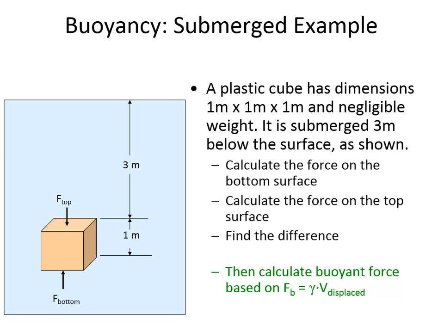So if we look at the top area, it is 1 square meter. Depth to top. Force on the top is pressure times area. So 3 meters times 9810 newtons per meter cubed gives us the pressure at the top, and the area is 1 square meter. So the force is 29,430 newtons. Force on the bottom.